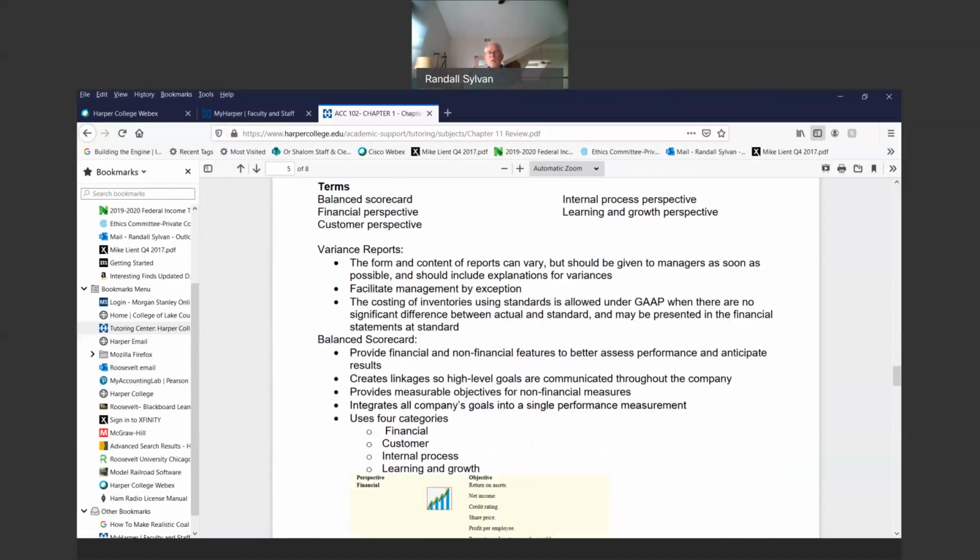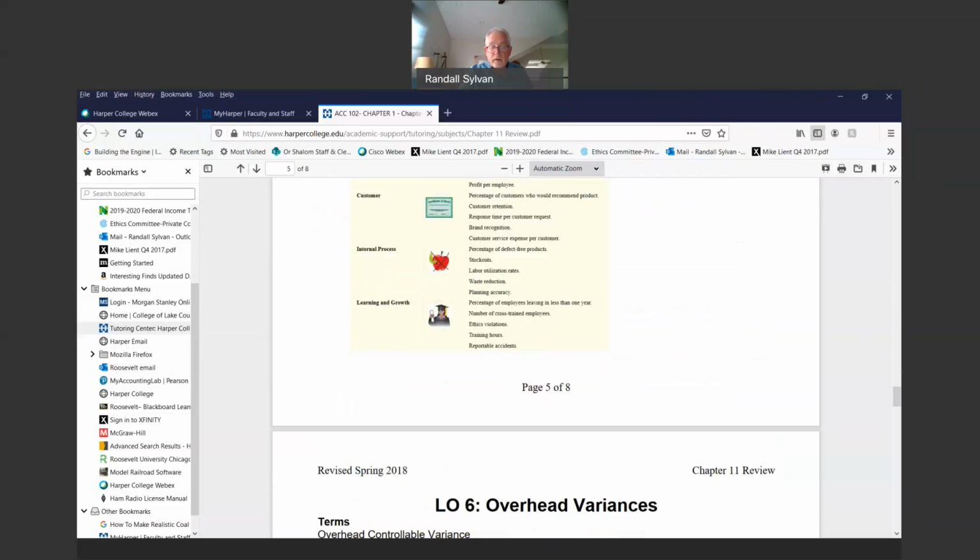That really gives you financial and non-financial measures to help you assess the performance of the company and anticipate really what's going to happen. That's what gives you the balanced scorecard. So I would understand the definition of what a balanced scorecard is. Okay. So let's go a little further down here.